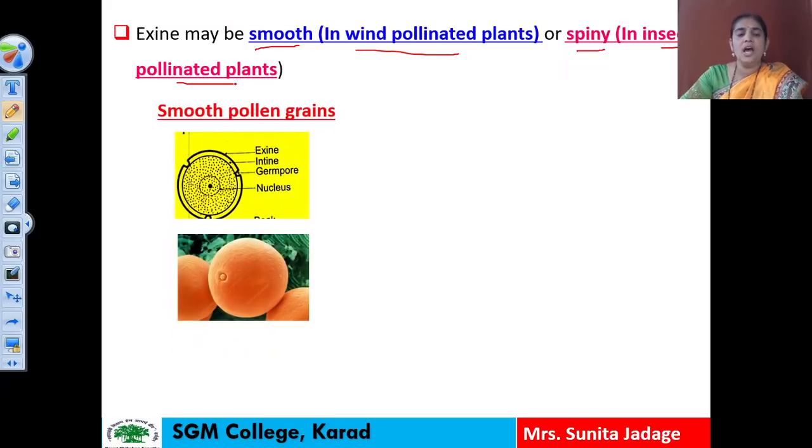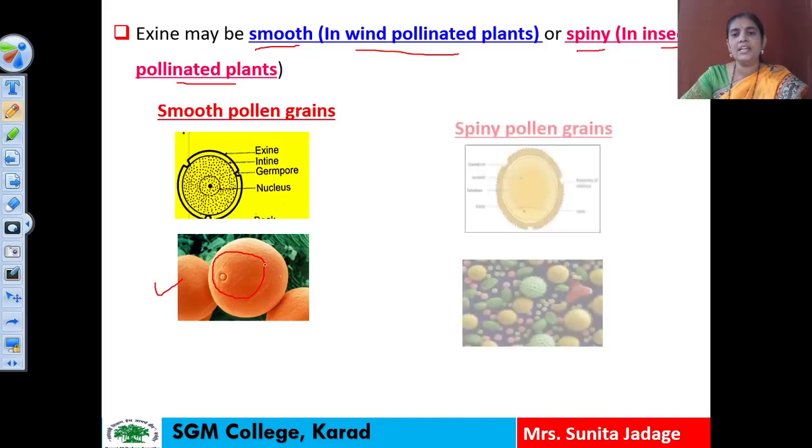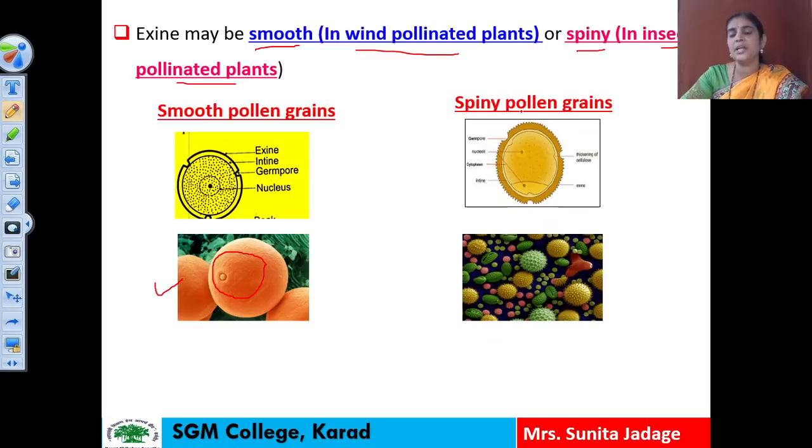So let us see how these smooth pollen grains are there. You can see here in this diagram, this is a single pollen grain showing the smooth type of exine, means that exine is not showing any structure on its wall, and therefore the wall of this pollen grain is smooth, plain. You can see here in the second diagram, this is the pollen grain wall, and this wall is a plain wall, hence it is called a smooth wall. Okay, and let us see here the structure of the spiny pollen grain. You can observe here in this diagram, the spines are present on this wall of the exine.